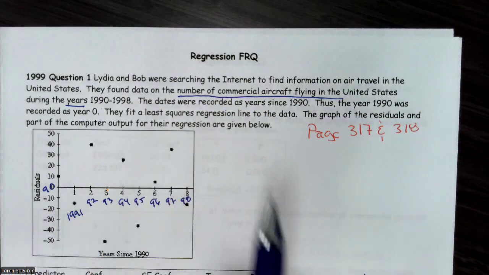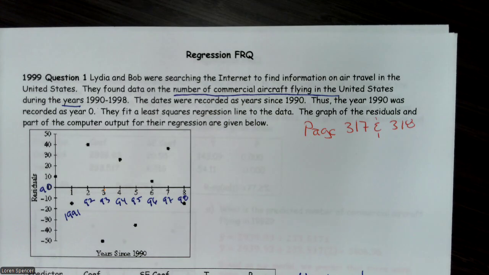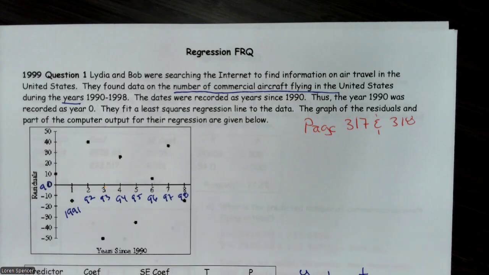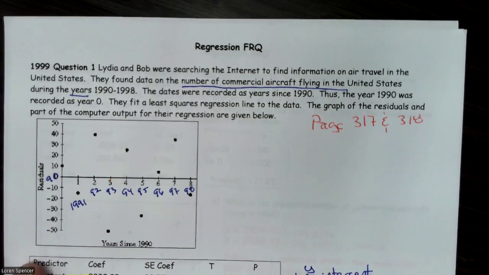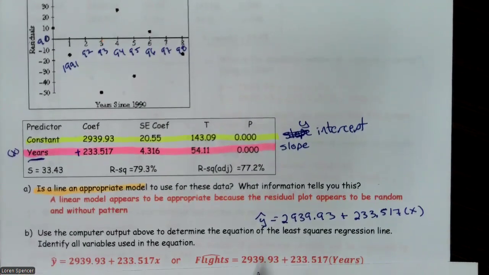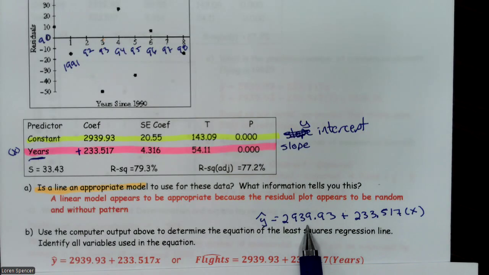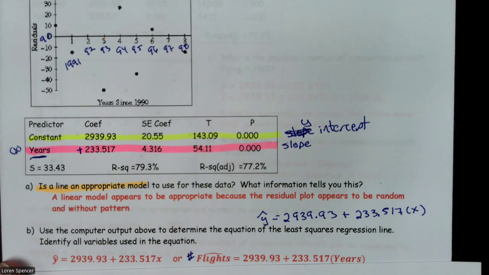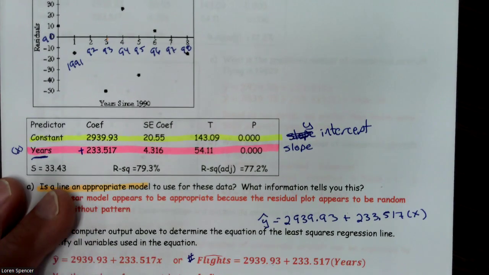They fit a least squares regression. So it looks like we have years being our x, and number of commercial aircraft. So y hat is going to be the number of commercial aircraft. Once again, here it is written technically, just the way I wrote it there, but this should really say number of flights equals 2,939.93. That's my y-intercept. And 233.517 is my slope. And this right here is my years. So I'm going to do a little bit of highlighting real quickly.